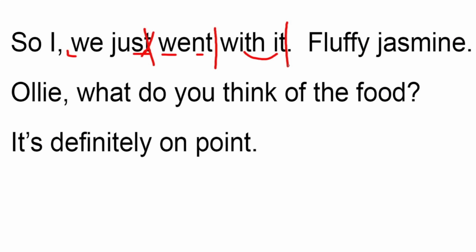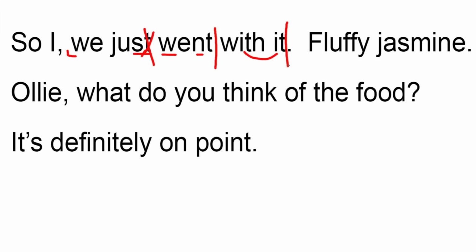The phrase "to go with something" means to go ahead with something, with an idea or with a situation, even if it's not what you originally imagined. So she's saying this is not the kind of rice she would usually imagine with this dish. But because of another dish, she decided to just go with it.